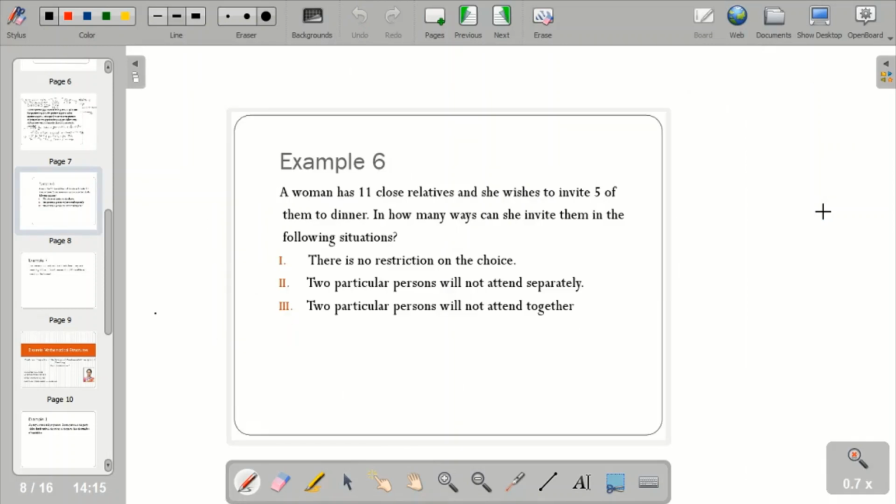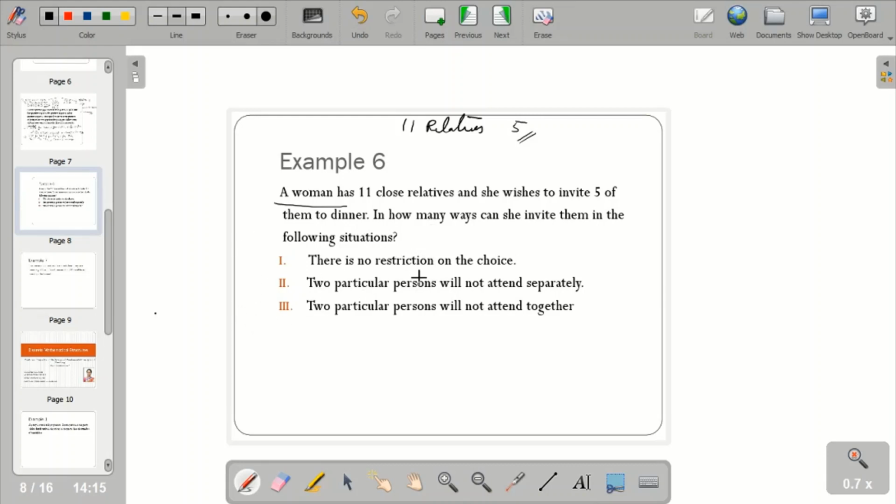Next, let us go to example 6. A woman has 11 close relatives, and she wishes to invite 5 of them to dinner. In how many ways can she invite them in the following situations? There are 11 relatives and she wishes to invite 5 of them, with these 3 situations.